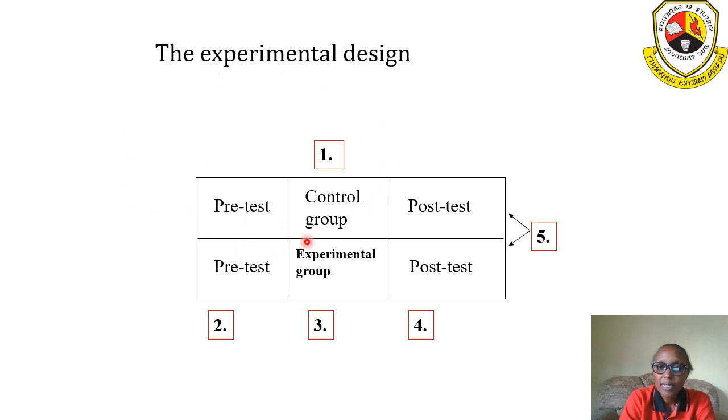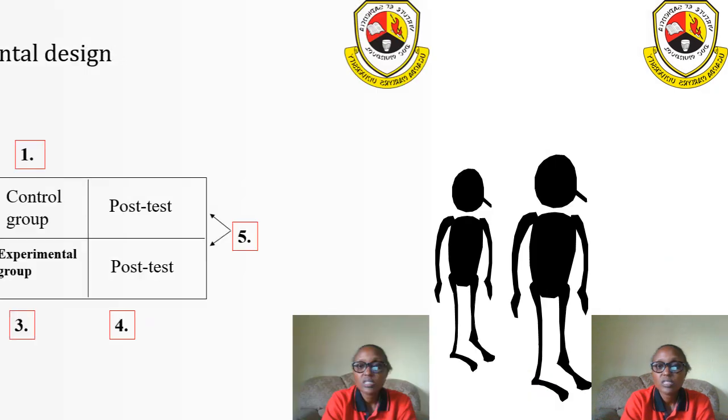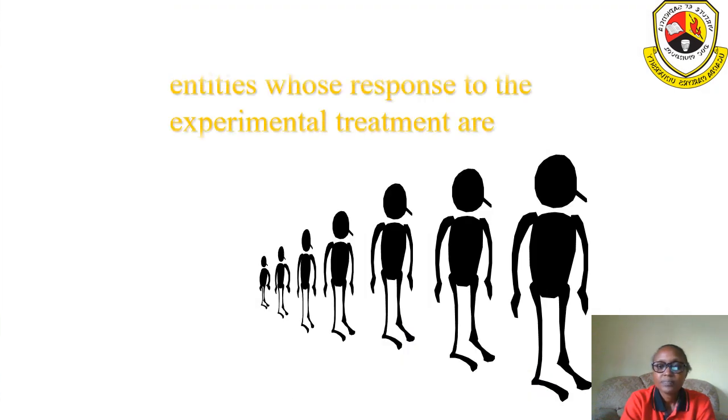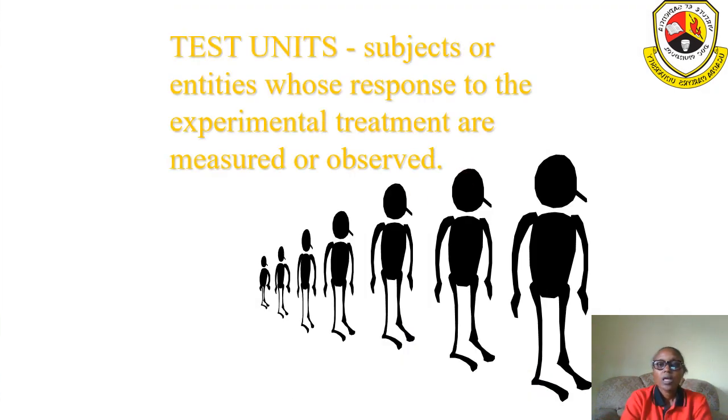So an experiment would look at a control group and the experimental group, so as to get the most accurate results. Your test units are the people whose responses to the experiment are measured or observed.